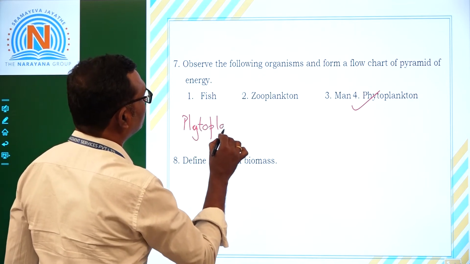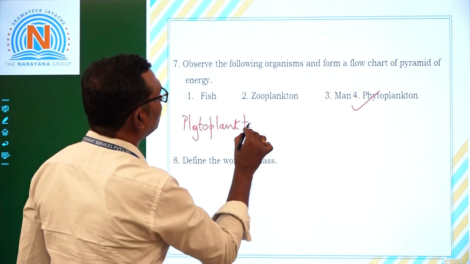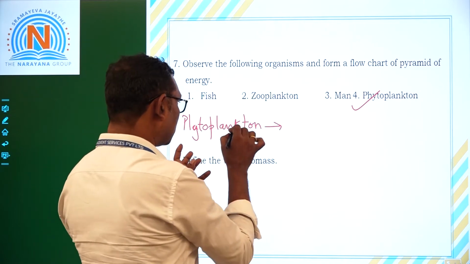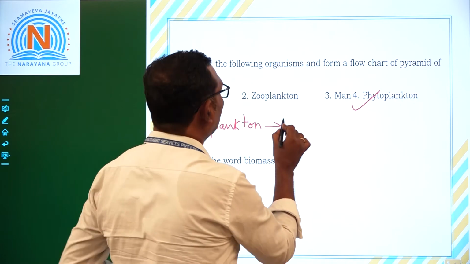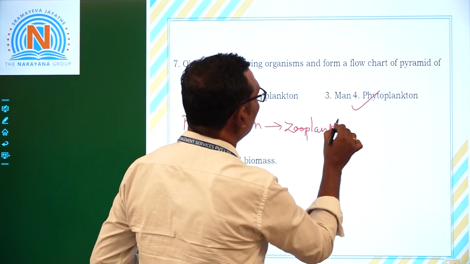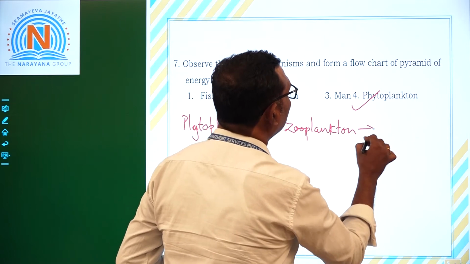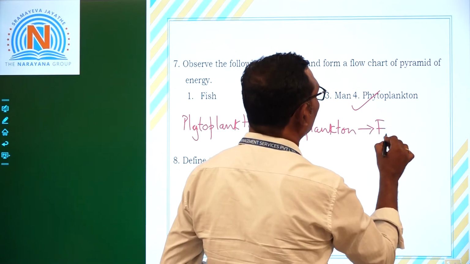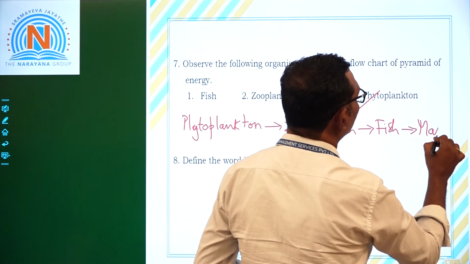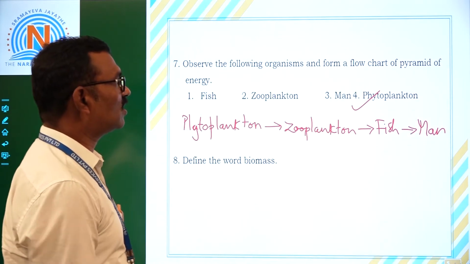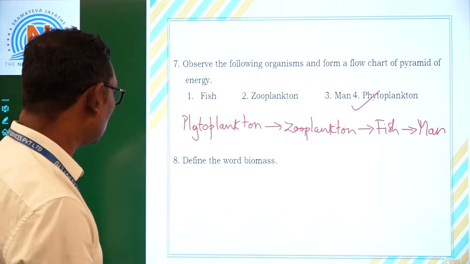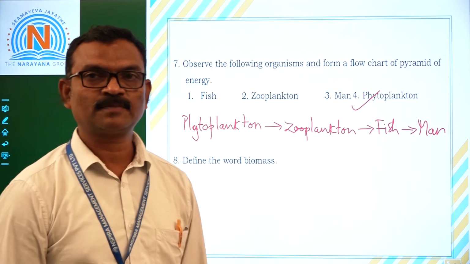Phytoplankton. These are the producers. Next level, zooplankton. Phytoplankton are eaten by zooplankton. Okay, right. Next, zooplankton are eaten by fish, and fish is finally taken by man. So this is the correct order of flow chart of pyramid of energy. Okay, right.